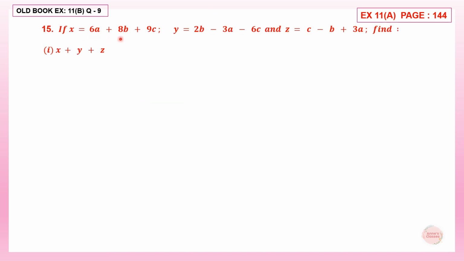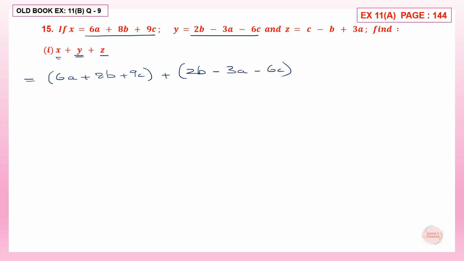Question 9. If x is equal to this polynomial, y is equal to this and z is equal to this, find x plus y plus z. So we just have to substitute the values for x, y and z and add it up. So x is this one. Let's write that. So that will be 6a plus 8b plus 9c. So we've written x now. Let's write y, plus y it says. So plus this, which is 2b minus 3a minus 6c. Then it says plus z. So plus, and this is z, c minus b plus 3a. So we have to add this. So let's remove the brackets.